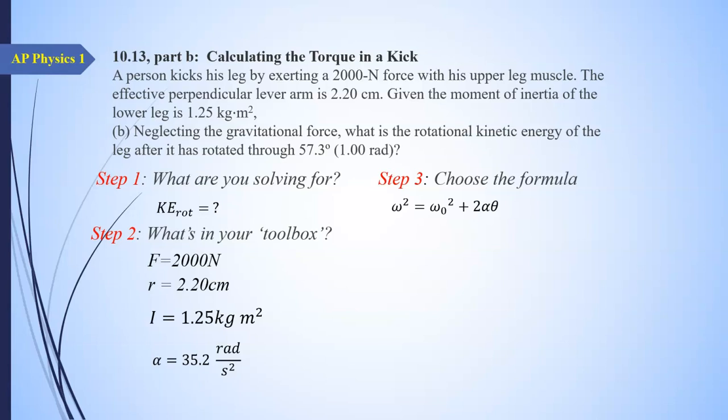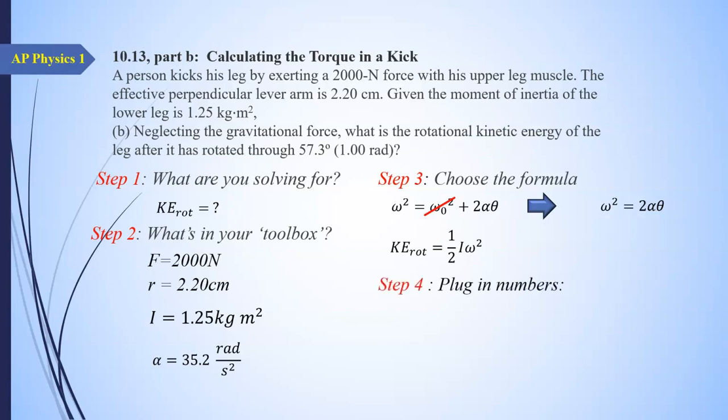Okay, it has an analog in linear velocity. This is angular velocity. So omega squared equals initial omega squared plus 2 times the angular acceleration times theta. All right? So our initial angular velocity is 0, so we can get rid of that term. So that gives us this. So kinetic energy, rotational, is 1/2 moment of inertia times angular velocity squared.